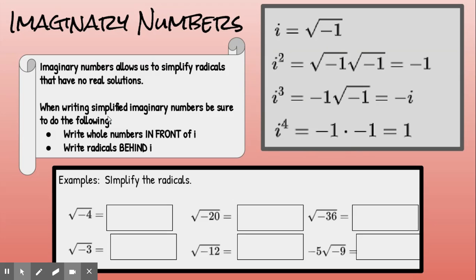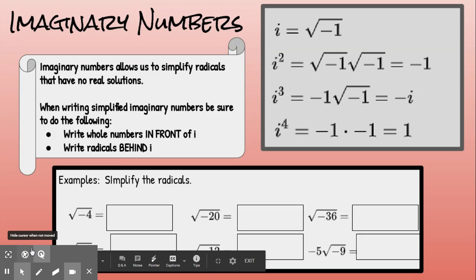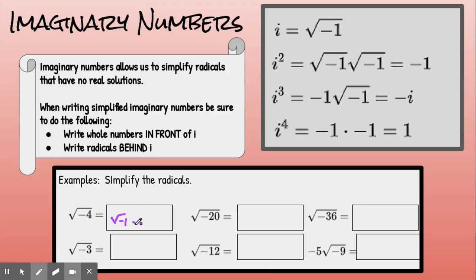When you're writing simplified imaginary numbers, be sure to do the following. You want to write the whole number in front of the i, and you write any radicals behind the i. Okay, so it's very important that we write these out correctly. So for example here, I have the square root of negative 4. If I wanted to simplify that, I would make it the square root of negative 1 times the square root of 4. You're simply factoring a negative 1 out of it. Well, the square root of negative 1 is an i, and the square root of 4 is a 2. So together, I have a 2i.